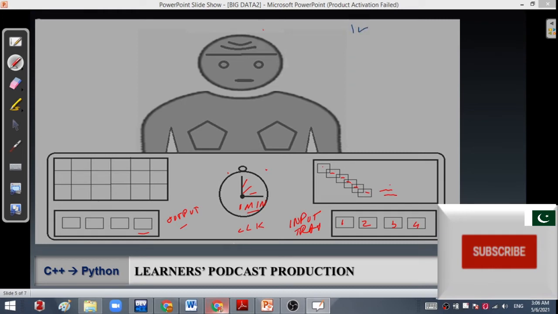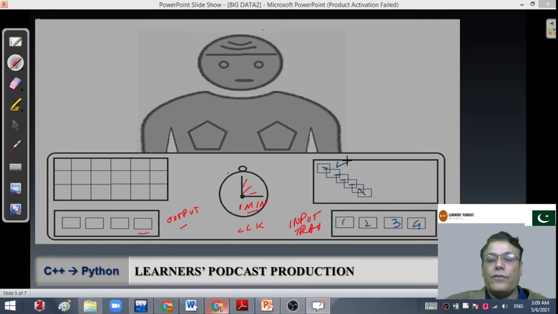Then let's execute the first instruction. When the first clock tick starts, it will pick the first card from the input tray, read the instruction written on it, and execute that instruction within that 1 minute time. So first instruction: first pick up the first card.